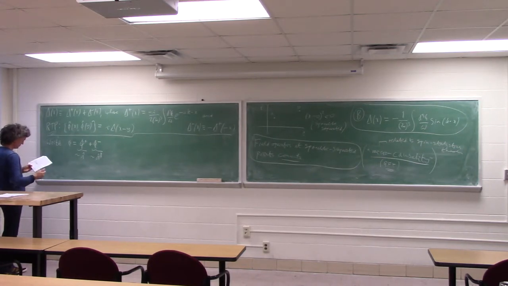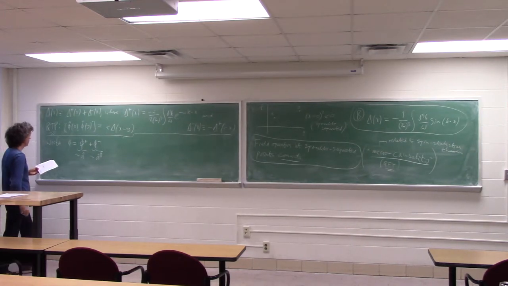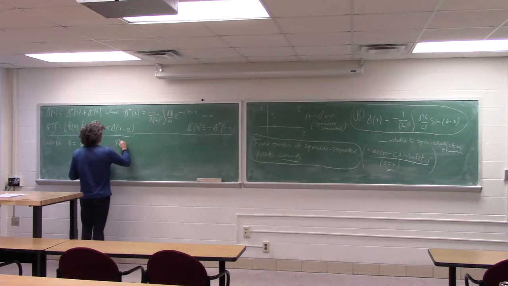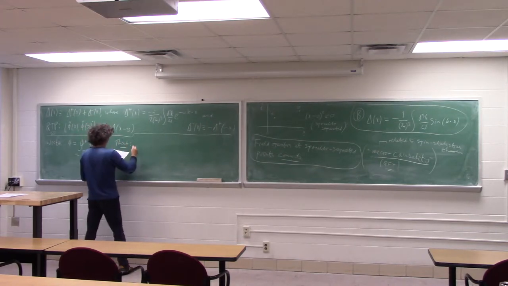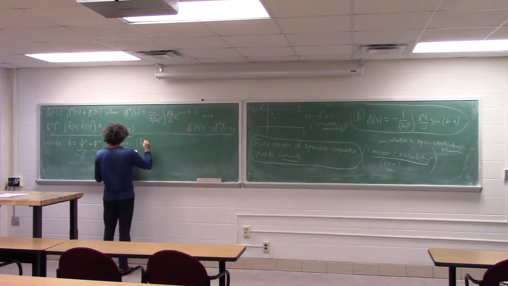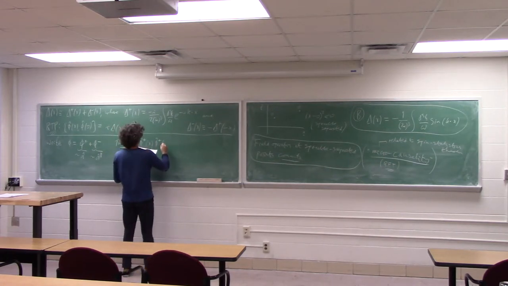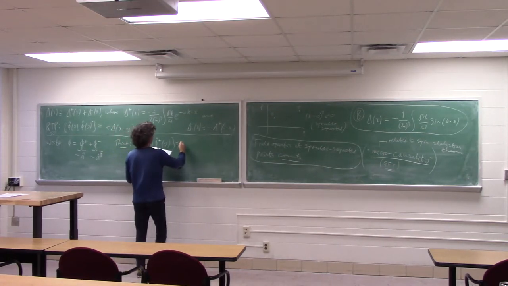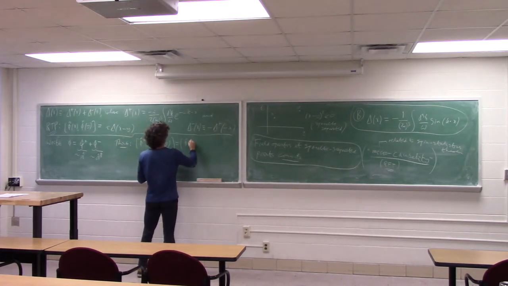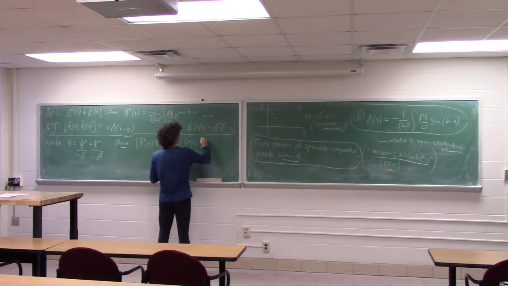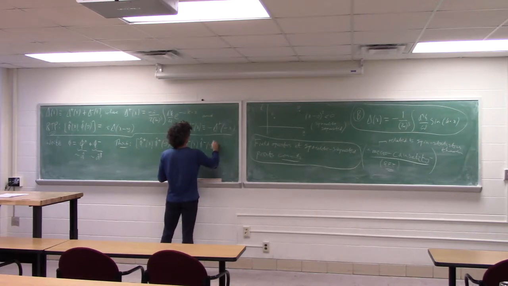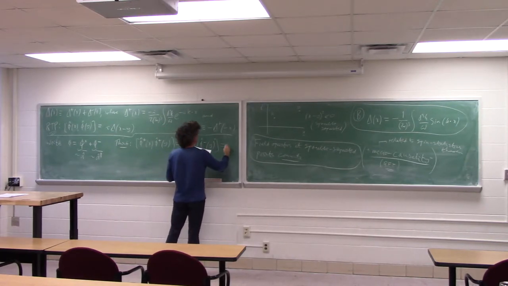So think. This means that the commutator of phi plus at two different points, or the commutator of phi minus at any two different points, is going to be 0.